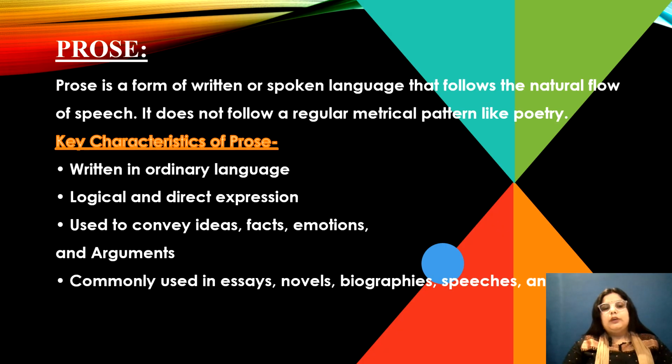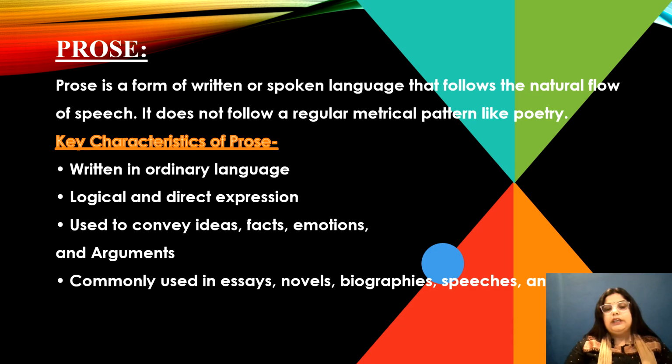So first of all, the question comes: what is prose? Prose is a form of written or spoken language that follows the natural flow of speech. It does not follow a regular metrical pattern like poetry. So we can say that prose is a form of language that uses natural flow, ordinary syntax, and grammatical structures like sentences and paragraphs, rather than rhythmic, metrical, or rhyming structures found in poetry.